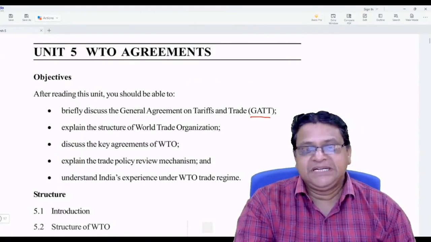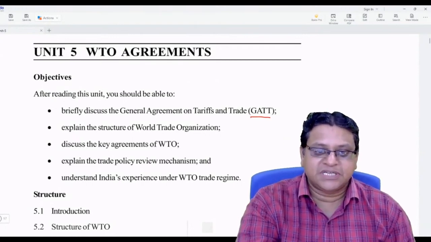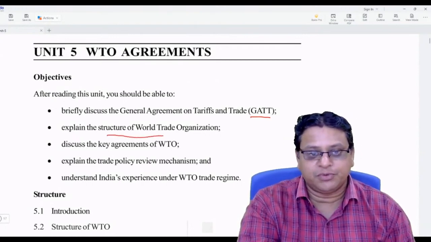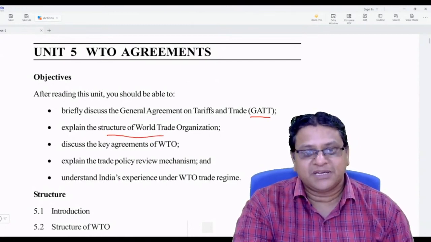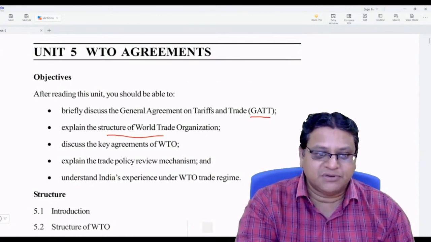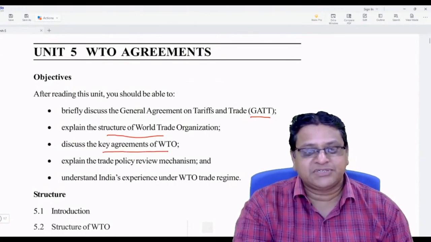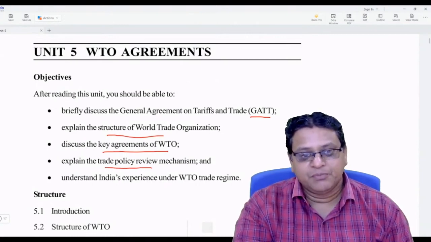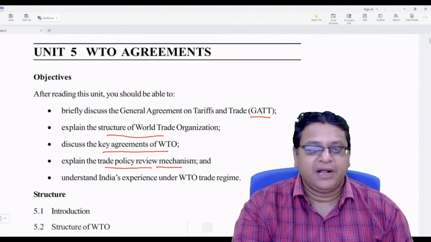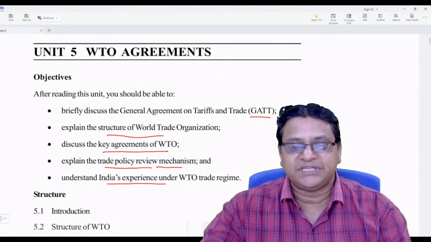It is a predecessor to WTO. Then we will explain the structure of WTO. Once GATT is over, WTO comes into picture. First we will discuss regarding GATT, then we will discuss regarding WTO. Then we will discuss some key agreements made under WTO forum. Next we will explain the trade policy review mechanism under WTO. And at last we will discuss India's experience under WTO regime.